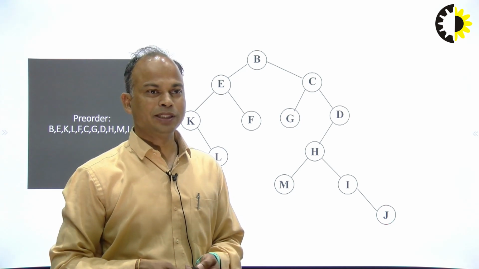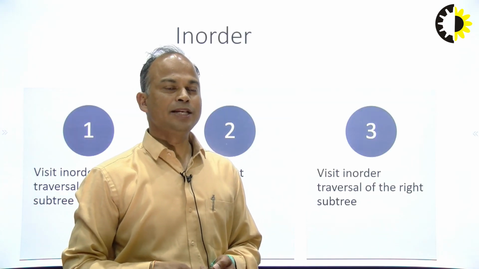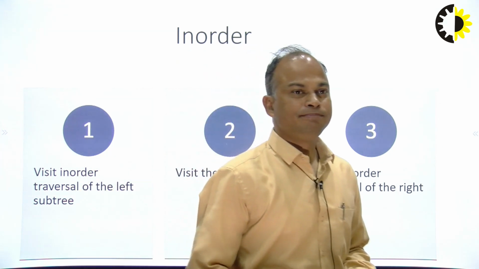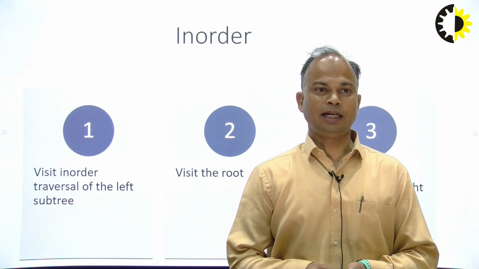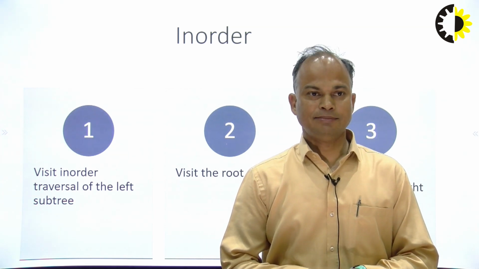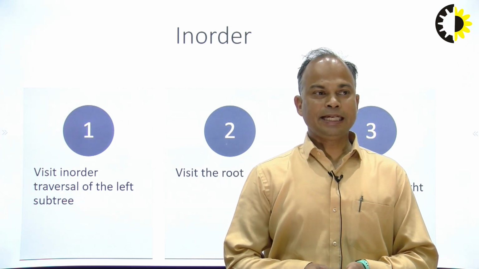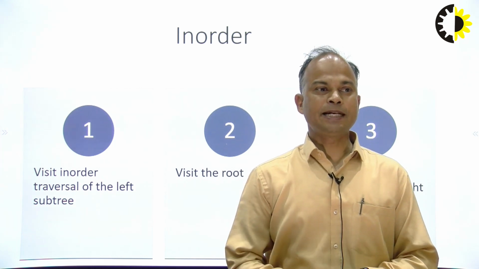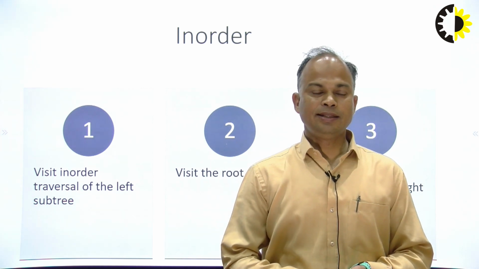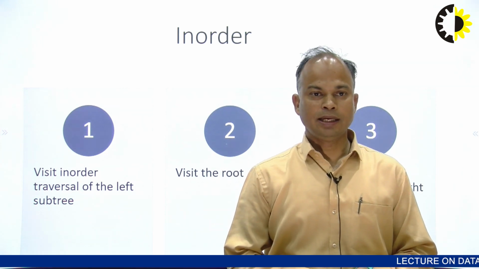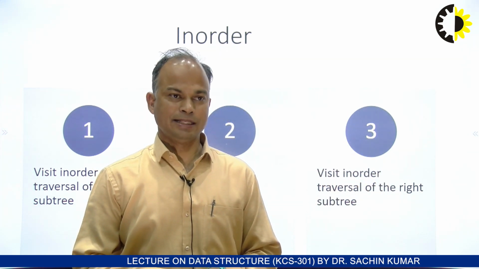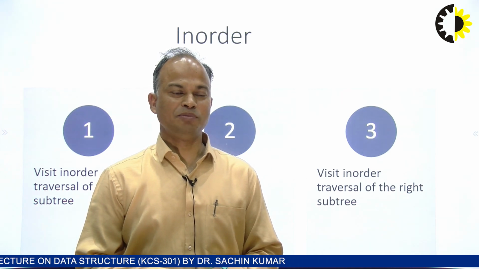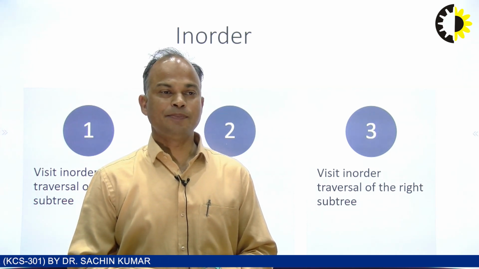So this is all about the pre-order sequence. Now, see in-order sequence. In-order sequence consists of 3 steps, and the steps are here. Initially, visit the left subtree in in-order sequence, then visit the root, and finally visit the right subtree in in-order sequence. These are the steps that we have to follow in in-order sequence.